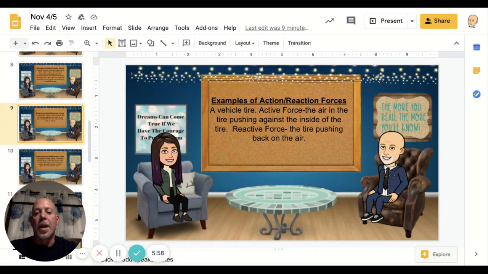How about this one? A vehicle tire. Active force is the air in the tire pushing, trying to get out of the tire, and the reactive force is the tire pushing back on the air.